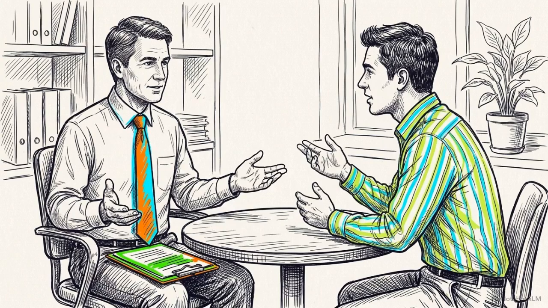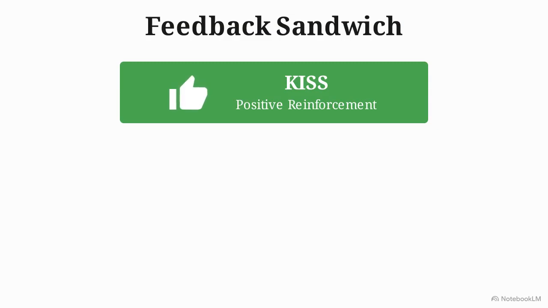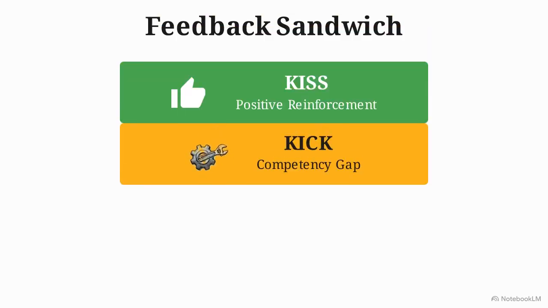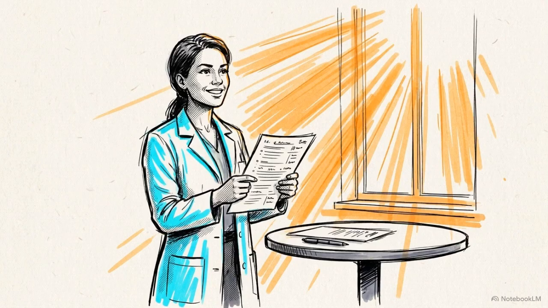To start the feedback interview, ask the candidate how they felt they performed. Encouraging self-reflection sets a collaborative tone. The feedback sandwich structures your delivery. First, KISS. Highlight a specific positive action. Middle, kick. Clearly address a competency gap and offer constructive steps to improve. Finally, KISS again. Finish with an encouraging statement about their next steps. Structuring the delivery this way prevents the candidate from becoming defensive. It turns a negative outcome into a clear roadmap for future success.